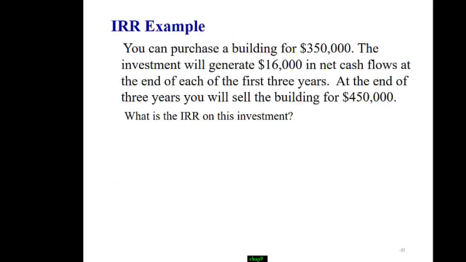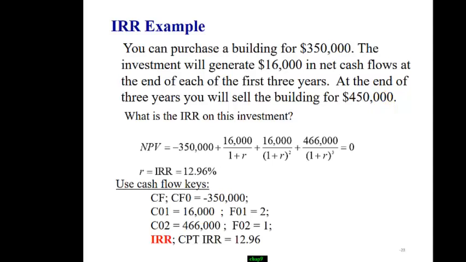Let's take a look at one example. You have an investment: purchase a building today for $350,000, which would generate cash flow of $16,000 in each of the next 3 years. In the end, you receive $450,000 from selling the building. So I would recommend using the cash flow keys. The formula is only for illustration purposes, not actual calculation.